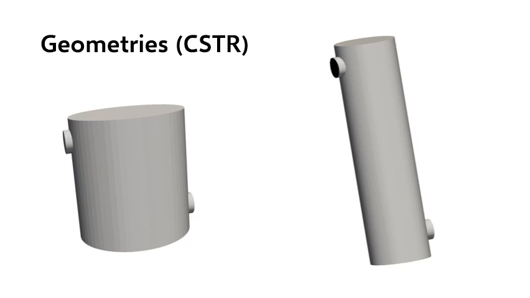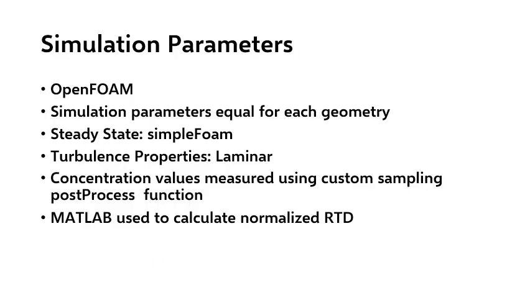These are the two geometries I'm trying to replicate, a continuously stirred tank reactor. This one is short, so I'll call it the short one, and this is tall, so I'll call it the tall one. Now I'll talk about what I did for the simulation parameters.